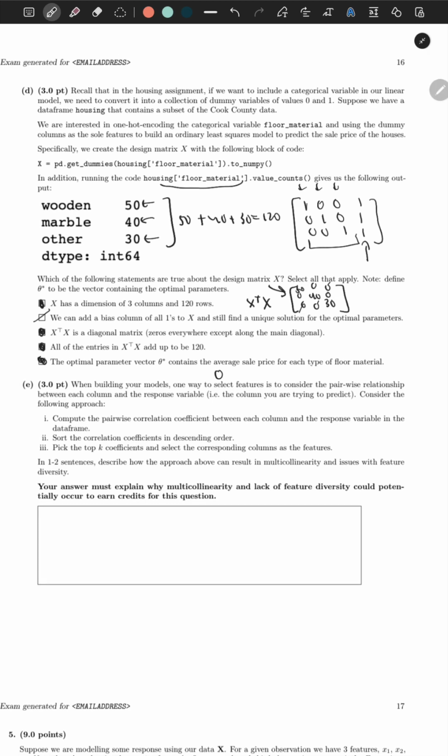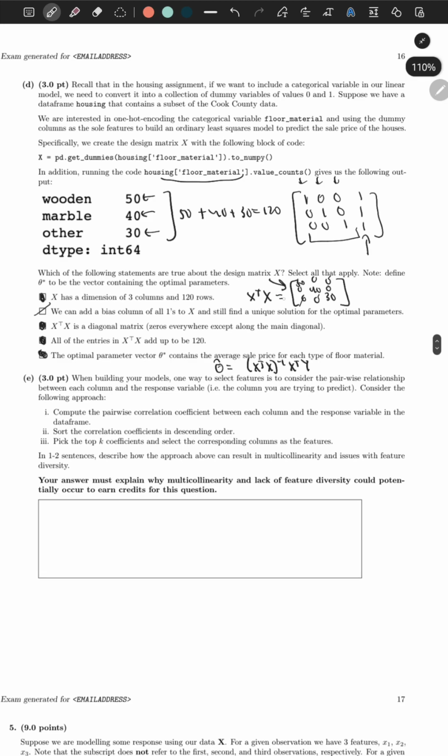So recall that our normal equation to solve for optimal theta is equal to X transpose X, and then we take the inverse times X transpose Y. So if X transpose X is equal to this matrix, then its inverse is just 1 over 50, 0, 0, 0, 1 over 40, 0, and 0, 0, 1 over 30. Because it's a diagonal matrix, the inverse is just doing 1 over all the non-zero entries.